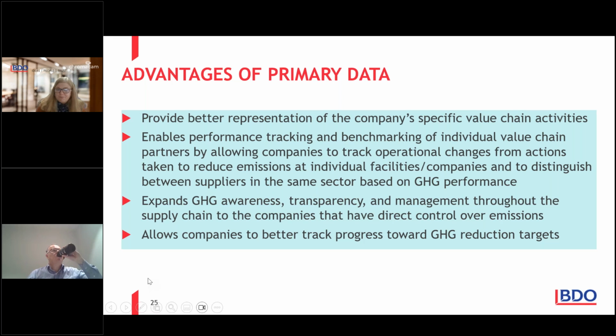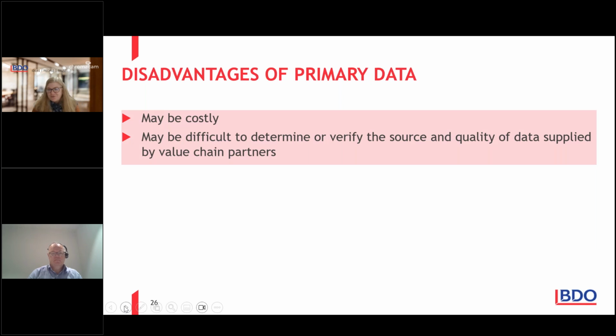And then, if we use primary data, it will allow companies to better track progress towards greenhouse gas reduction targets. If we look at disadvantages of primary data, it can be time-consuming and costly, and it may be difficult to determine or verify the source and the quality of the data supplied by value chain partners.